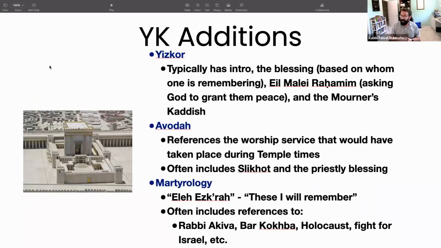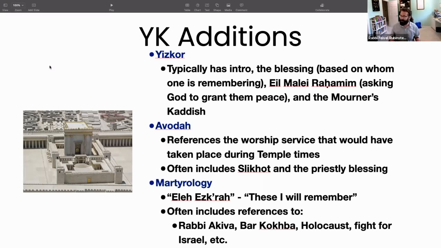Yizkor often has an El Malei Rachamim, asking God to grant peace to those who have passed away. And then oftentimes, though I notice not in every Mahzor, there's a mourner's Kaddish. The Avodah service and the Martyrology are often removed from many congregations, especially Reform, Reconstructionist, and even many Conservative congregations omit Avodah and Martyrology altogether.